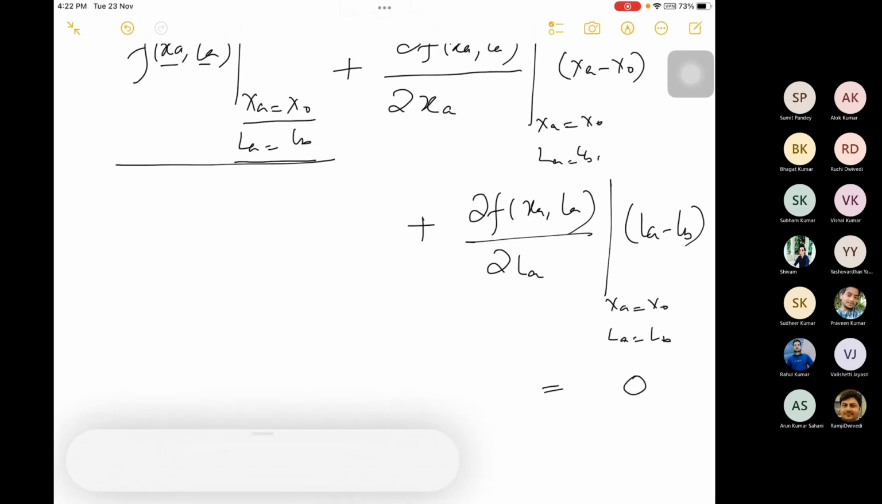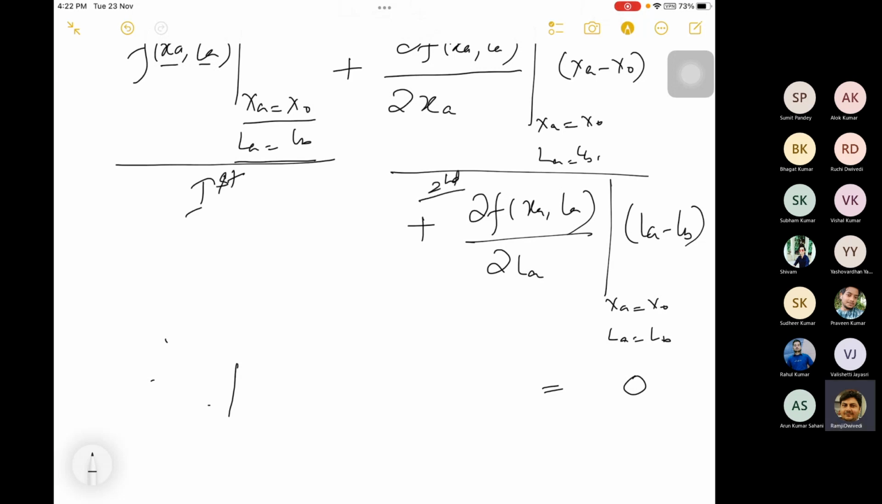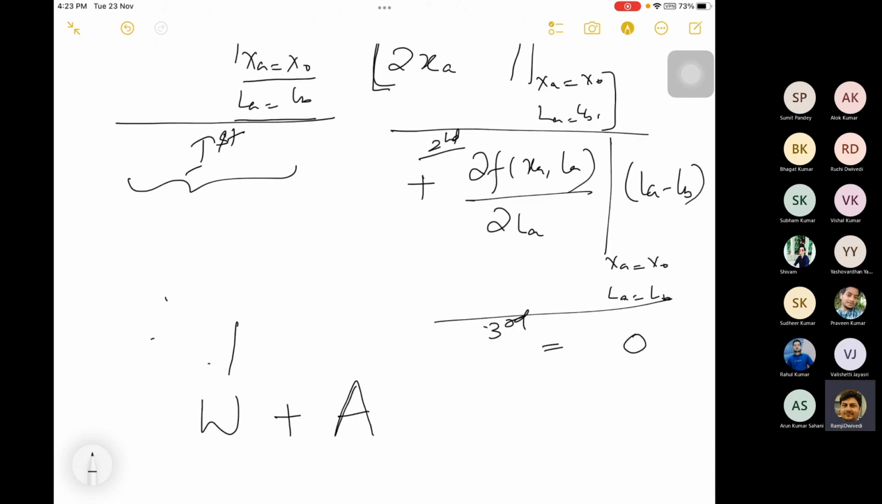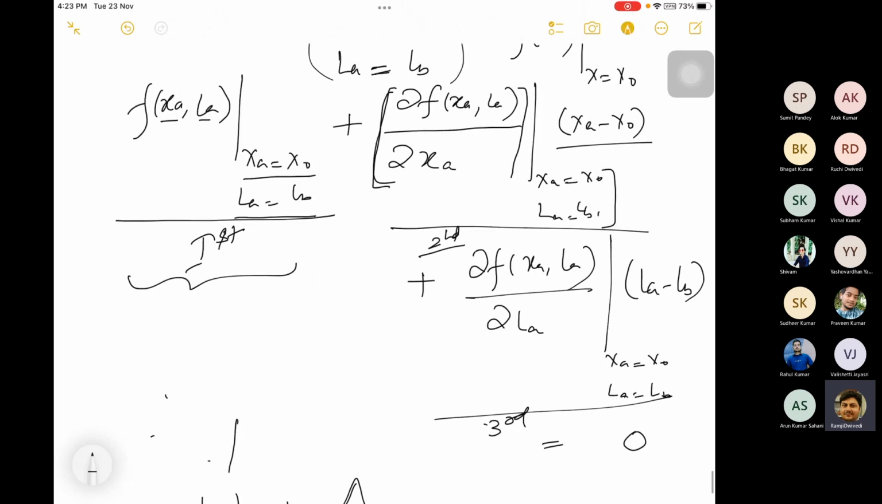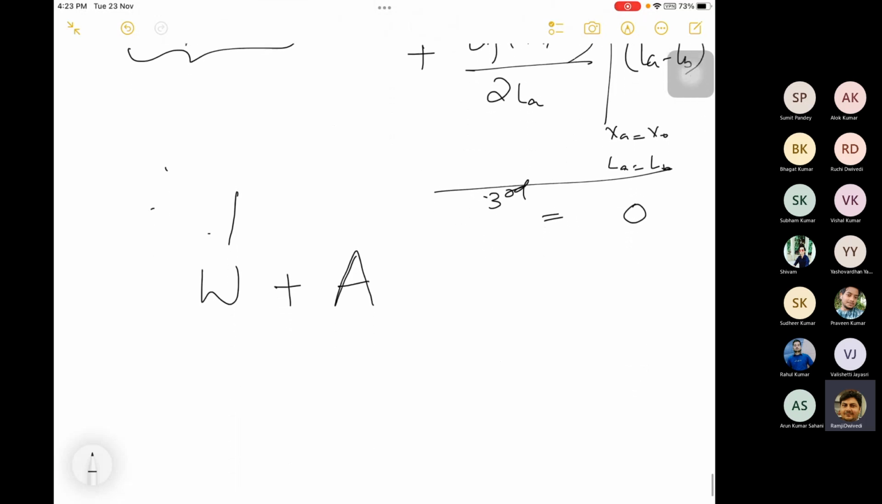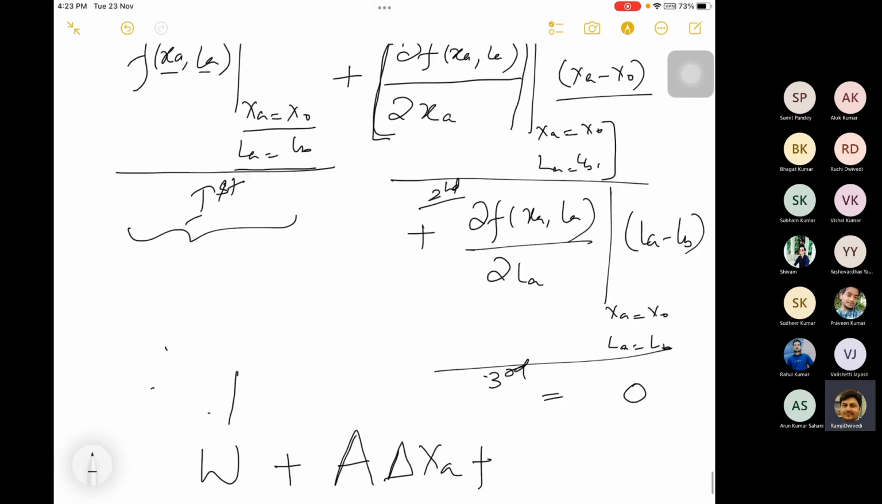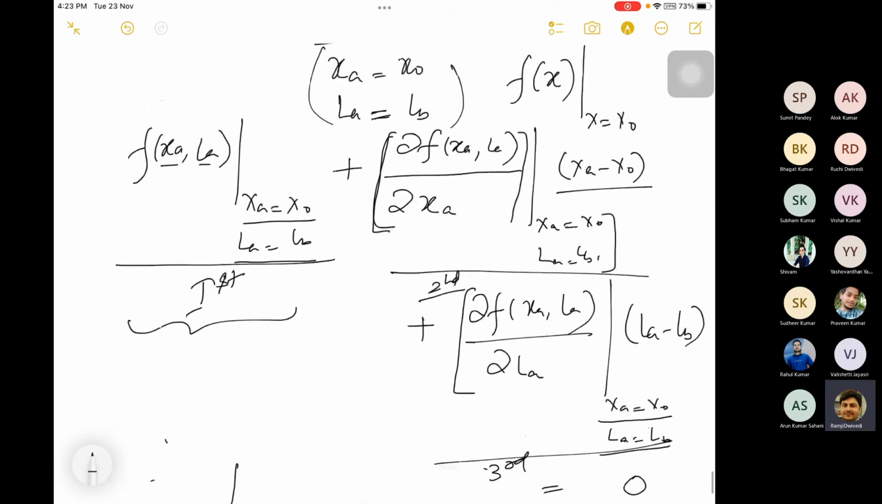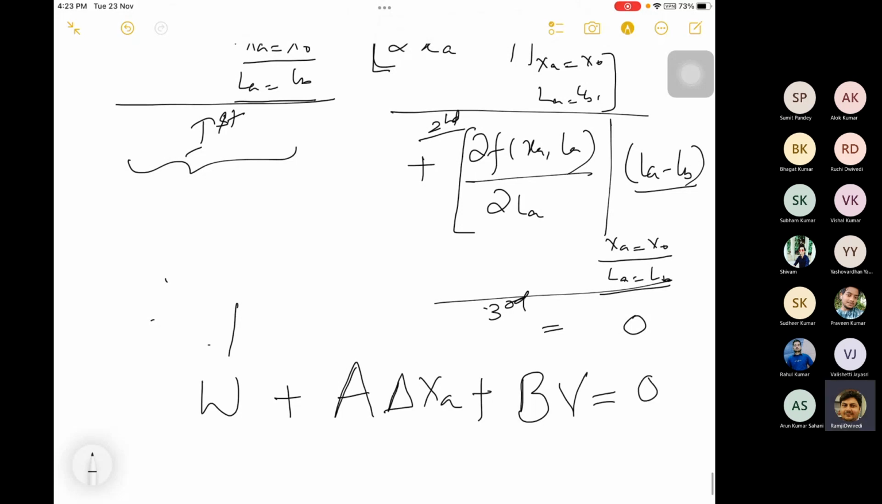So this is your first component, this is your second component, and this is your third component. Now the first component is nothing but w, because it's a constant, plus this second component, the partial derivative with respect to xa at xa equal to x naught, la equal to lb, would become a, the design matrix. And the third one has this partial derivative with respect to la at xa equal to x naught, la equal to lb, which would become b, and this la minus lb is nothing but v, equal to zero.